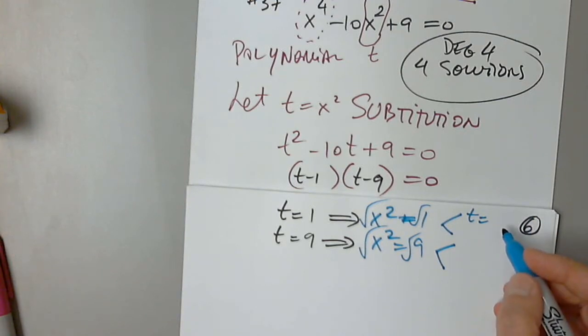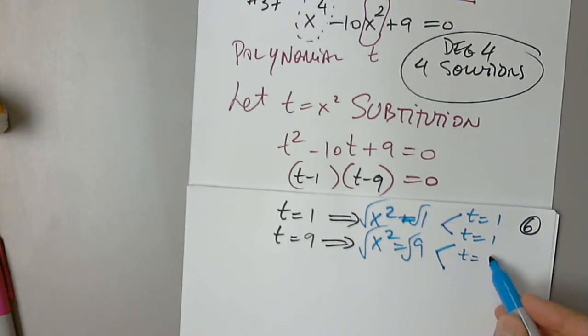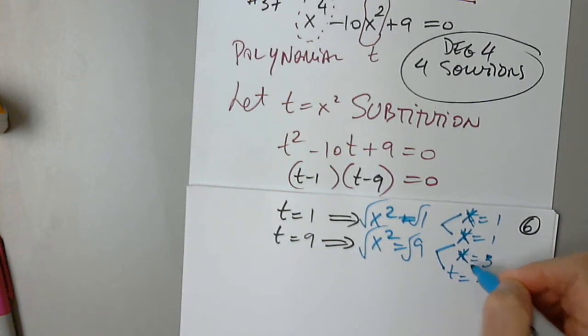x equals plus or minus 1 is fine. Very good. And x equals the square root of 9, plus or minus 3. Very good. You mean x, instead of t? Wasn't it supposed to be x? My apologies. Of course, x.